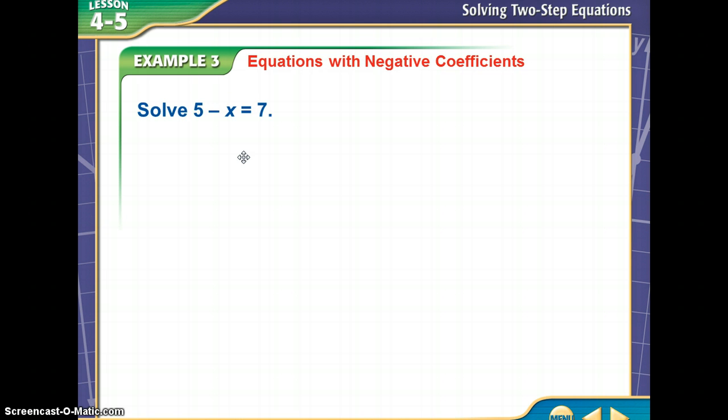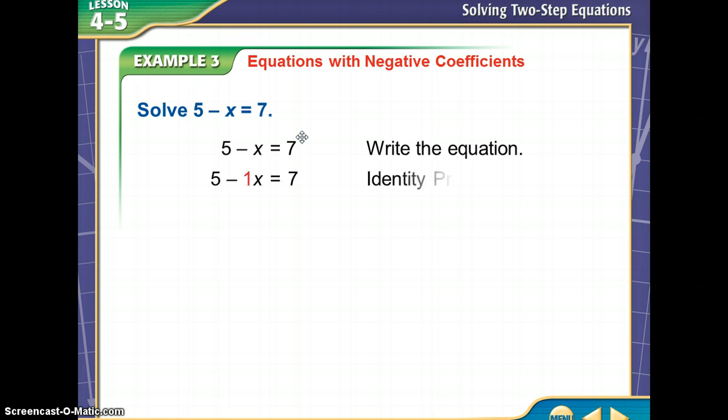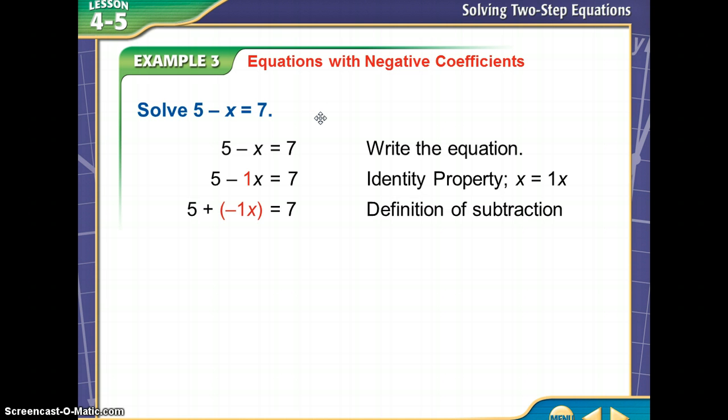Okay, now let's see what happens this time, because we have a -1 as the coefficient on x here. So we write the equation down. And notice they put that phantom 1 in there, so you don't forget that that's a -1. And this time they rewrote it so that it says plus the -1x.